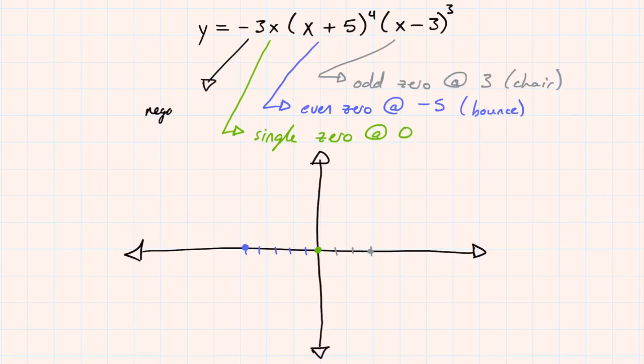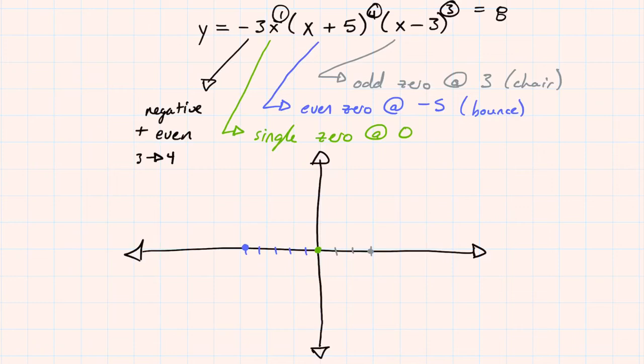Okay, then the -3 is negative, and then if we add our powers, that x is raised to the power of 1, and then there's a power of 4 and 3. 1 plus 4 plus 3 is 8, so it's negative and even, so I know it's going to start in quadrant 3 and end in quadrant 4, which is a way I'll use to check.